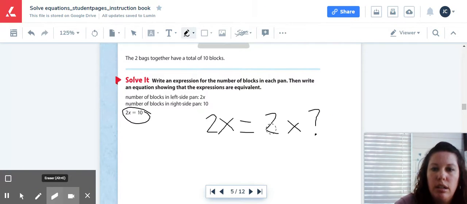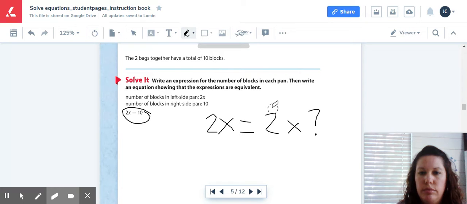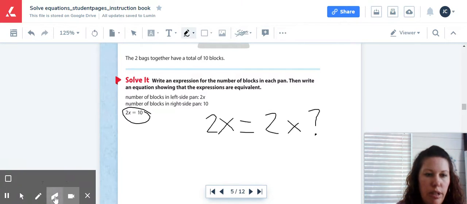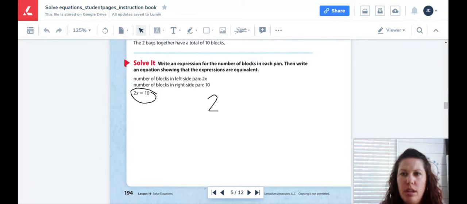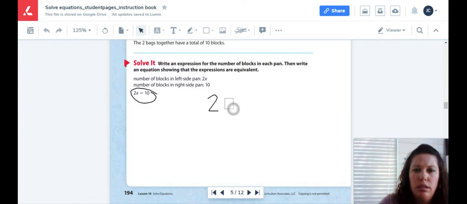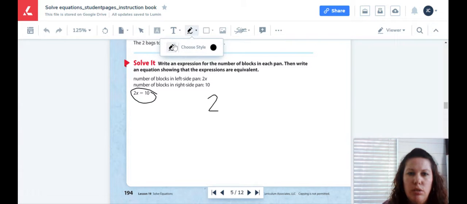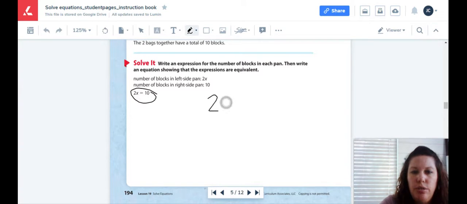Get my eraser. Come on, erase it. Eraser. Let's try that again. Why don't you want to erase? Okay. So now we have 2, oh, not going to let me, huh? These are black. Okay, so I'm going to go ahead and write in our equation 2x equals 10.